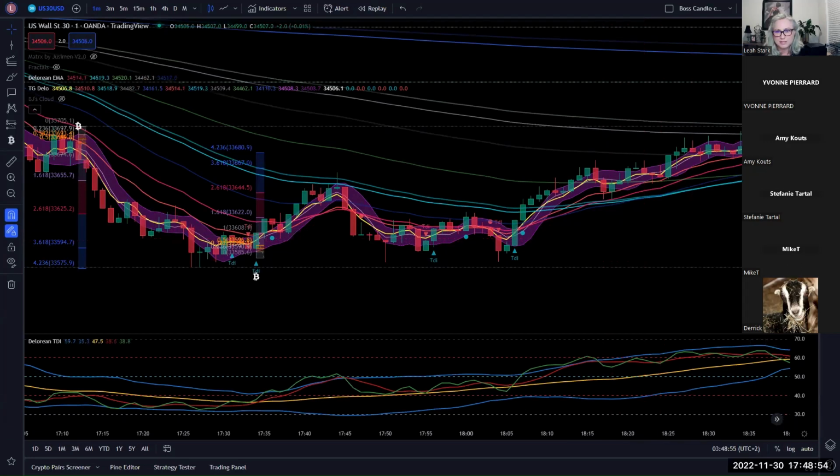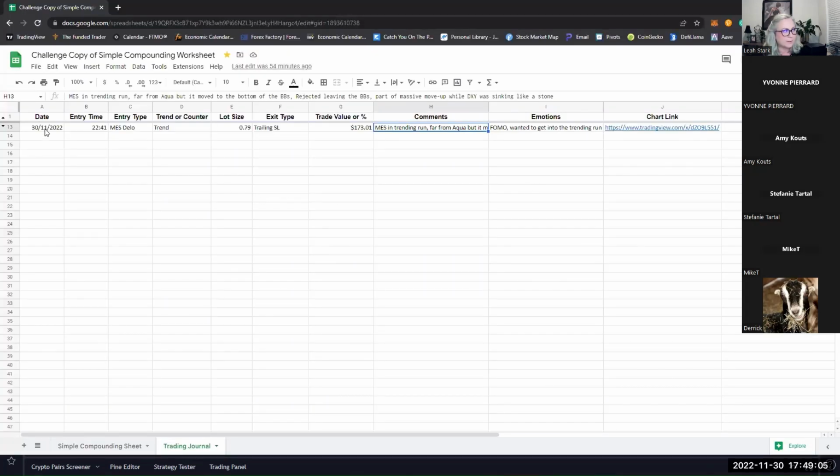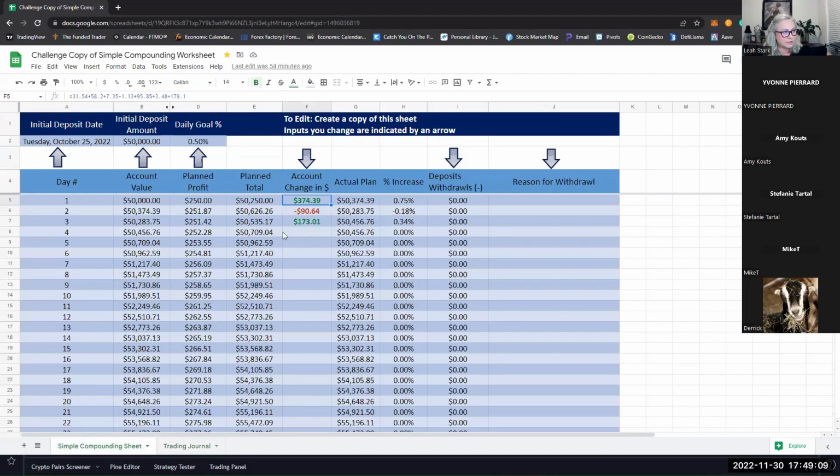So I'll just quickly share then, because we want to wrap up right on time tonight. I'll share the trade that I marked up today and a little bit about my journal with it. So in my compounding sheet, I took a single trade. It profited $173. Bear in mind, this is a demo.